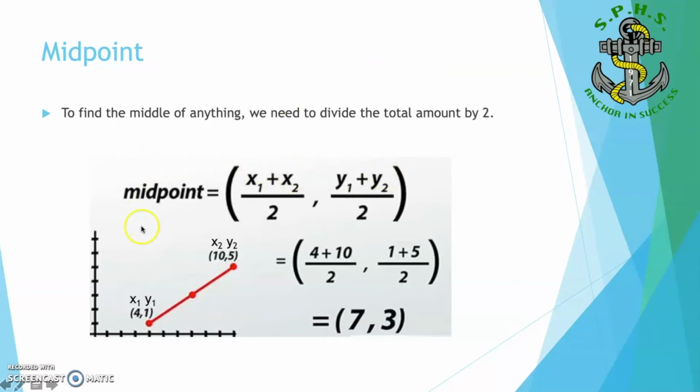The midpoint formula says that we need to add x1 plus x2 and divide by 2. Add y1 plus y2 and divide by 2. And we will have the point that is exactly in the middle.